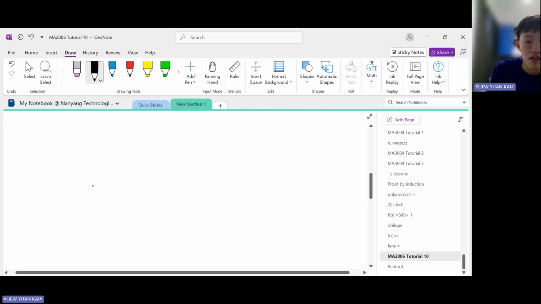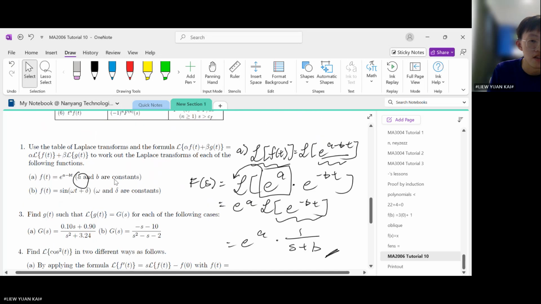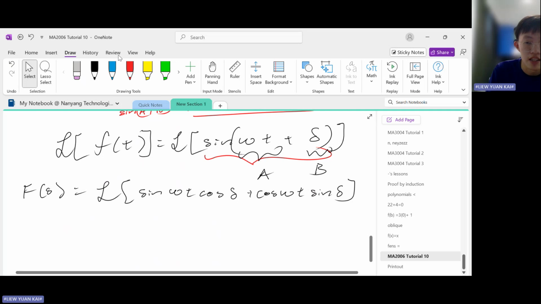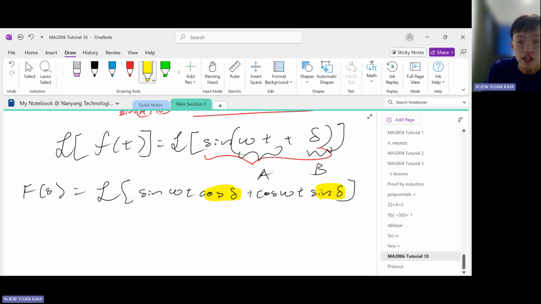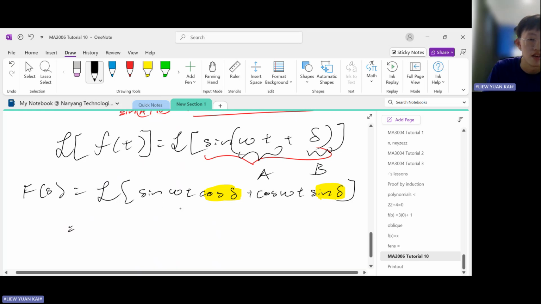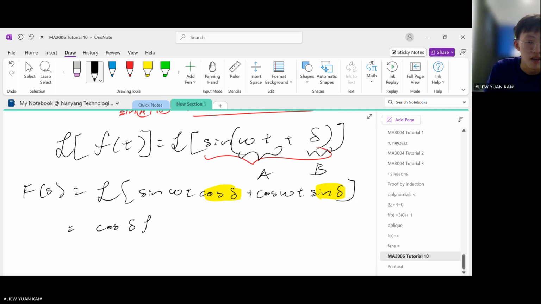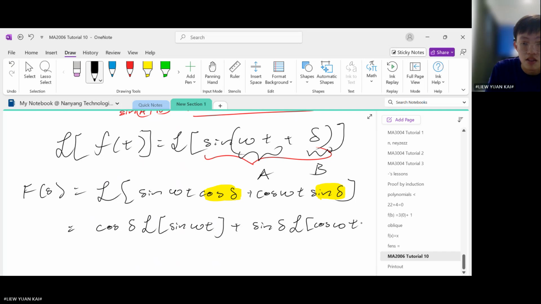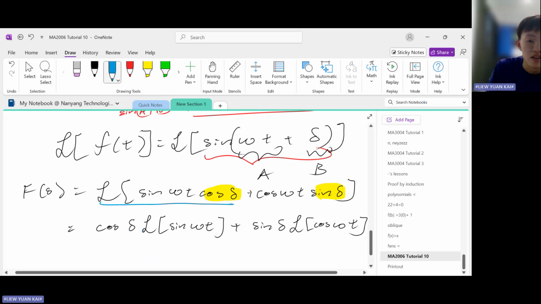They've already told us that delta and omega are constants. So why is that helpful? Cosine of a constant is still a constant. Sine of a constant is also still a constant. So we can make use of the linear property to pull them outside of the Laplace transform. So this will become cos delta Laplace of sine omega t plus sine delta Laplace of cos omega t. Essentially, the first term will become this, and the second term will become this.